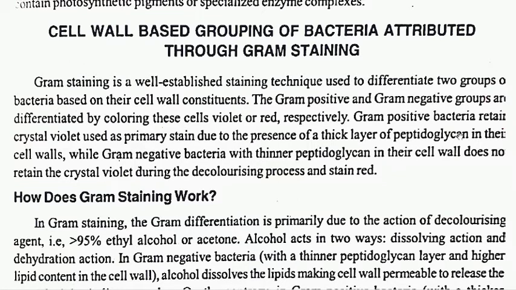Okay, and so Gram positive bacteria, why do they retain this crystal violet color? It is because this crystal violet, which is used as a primary stain, is absorbed due to the presence of a thick layer of peptidoglycan in the cell walls, while Gram negative bacteria, which have a thinner peptidoglycan layer in the cell wall, do not retain the crystal violet during the decolorizing process and stain red.